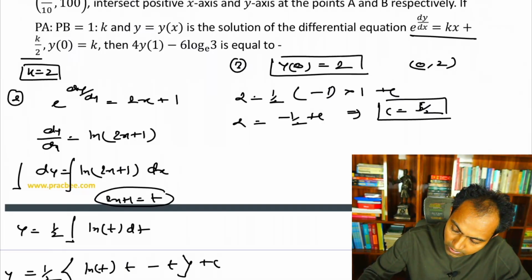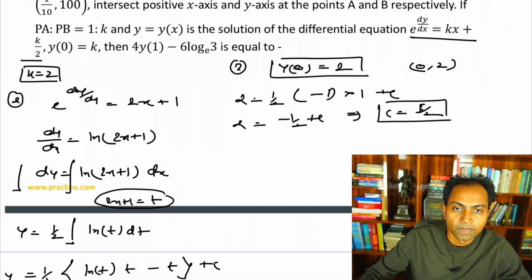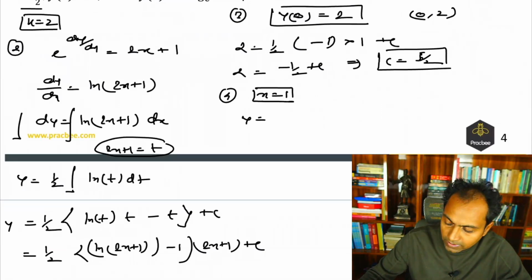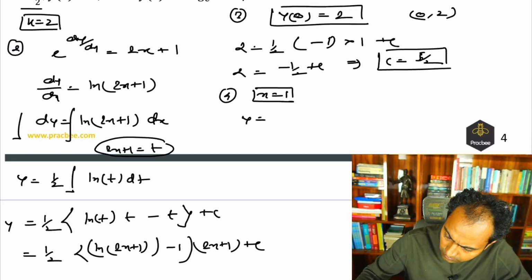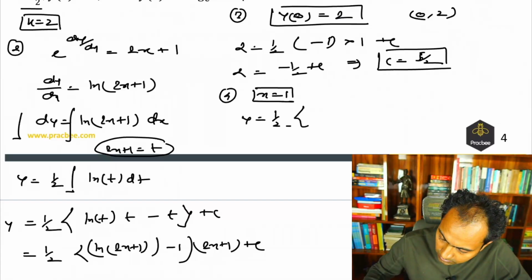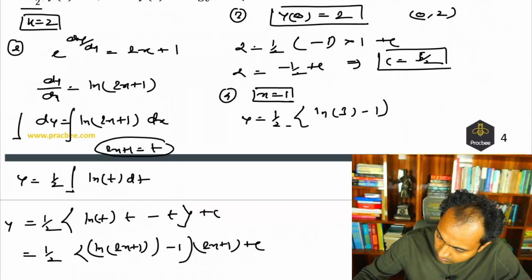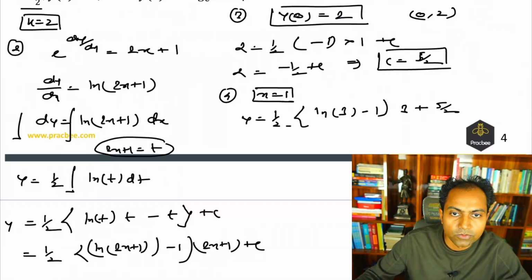Once we have this value as 5 by 2, next part is to find the value corresponding to 1. In the fourth part, let us put x equal to 1 and see what do we get. If I put x equal to 1, the value of y corresponding to that would be nothing but 1 by 2 times log of 3 minus 1, and this will become 3 plus c, that is nothing but 5 by 2.